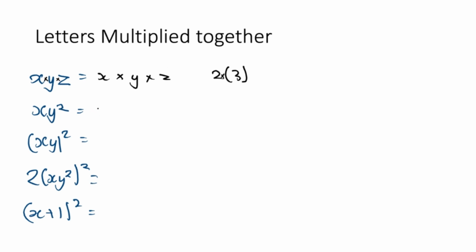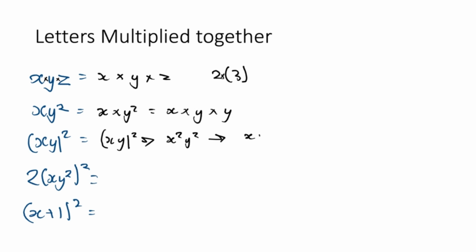x y squared. This would be x times y squared, which would be x times y times y. Now (xy) all squared. This is different to that because of the brackets. Because you have the brackets, this means that both x and y are squared. So this would give you x squared y squared, which would be x times x times y times y.